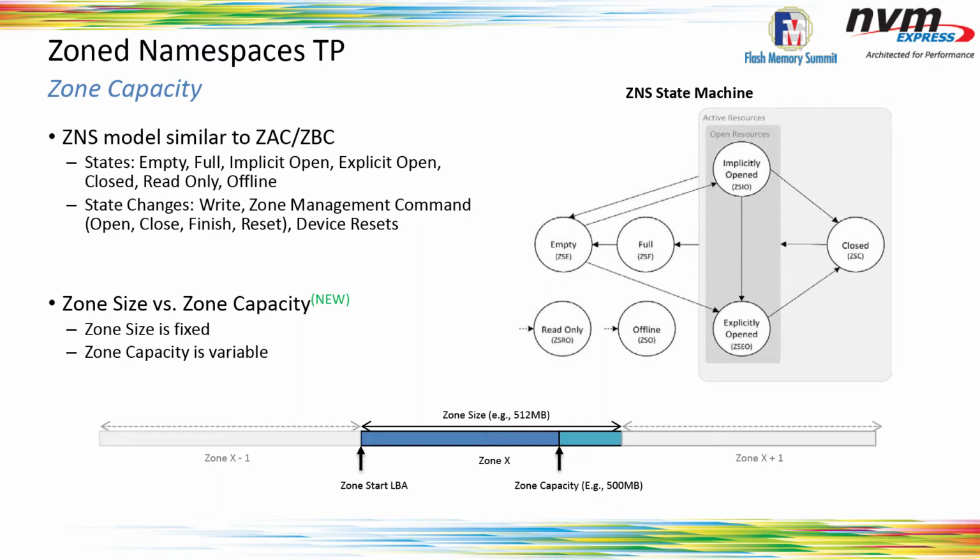Now the size versus capacity is something that's actually already part of NVMe. NVMe namespaces have a size attribute, which is their physical size, and they have a capacity, which is the highest LBA that can be written in that namespace. And we're adding the similar capability to zones.